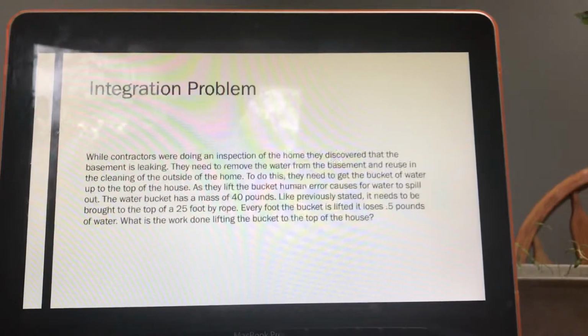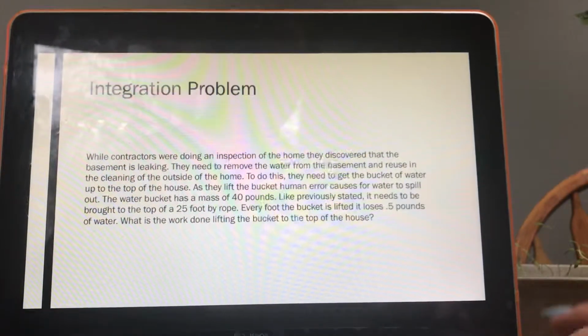So the first problem is the integration problem. The problem reads, when contractors were doing an inspection of the home, they discovered that the basement is leaking. They need to remove the water from the basement and reuse it in the cleaning of the home. They're trying to be eco-friendly, okay? To do this, they need to get a bucket of water up to the top of the house. As they lift the bucket, human error causes water to spill out. The water bucket has a mass of 40 pounds. Like previously stated, it needs to be brought to the top of the house by a 25-foot rope. Every foot the bucket is lifted, it loses 0.5 pounds of water. What is the work done lifting the bucket to the top of the house?